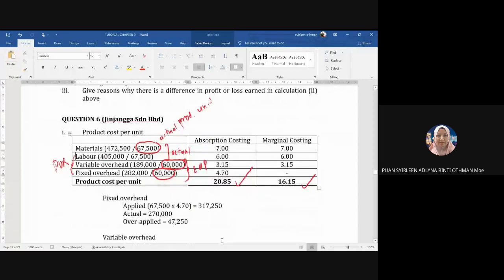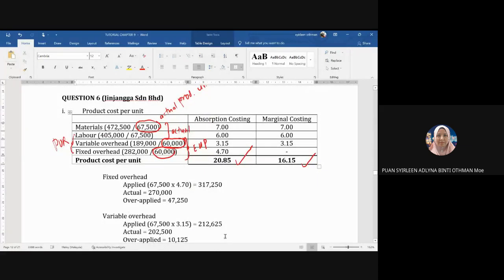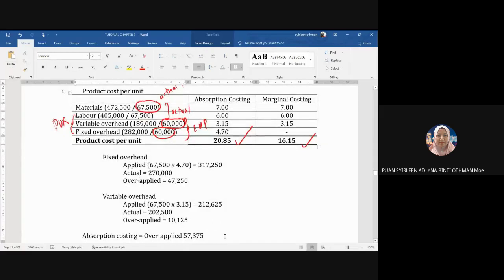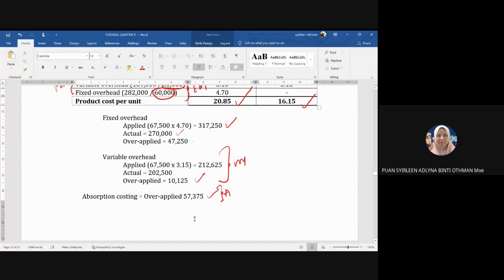Okay, alright. And then kita ada adjustment. Okay, so applied is 317,250. Your actual is 270,000. So your over applied is 47,250. Okay, so untuk variable kita pun dapat over applied juga. So bila saya nak buat untuk absorption nanti 47,250 plus 10,125, RM125. Okay, so kita dapat over apply untuk absorption. Yang ni saya akan guna untuk marginal. Okay, alright, kita go to the statement straight away.